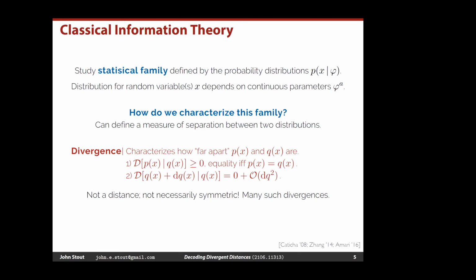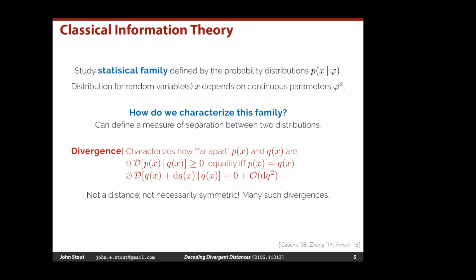This family sweeps out something called a statistical manifold. It's just a space of probability distributions. And one of the central questions in classical information theory is how do we characterize this family of distributions? So ideally what we'd like to do is define a measure of separation between two distributions. Almost like a distance, but not necessarily as constrained as a distance.